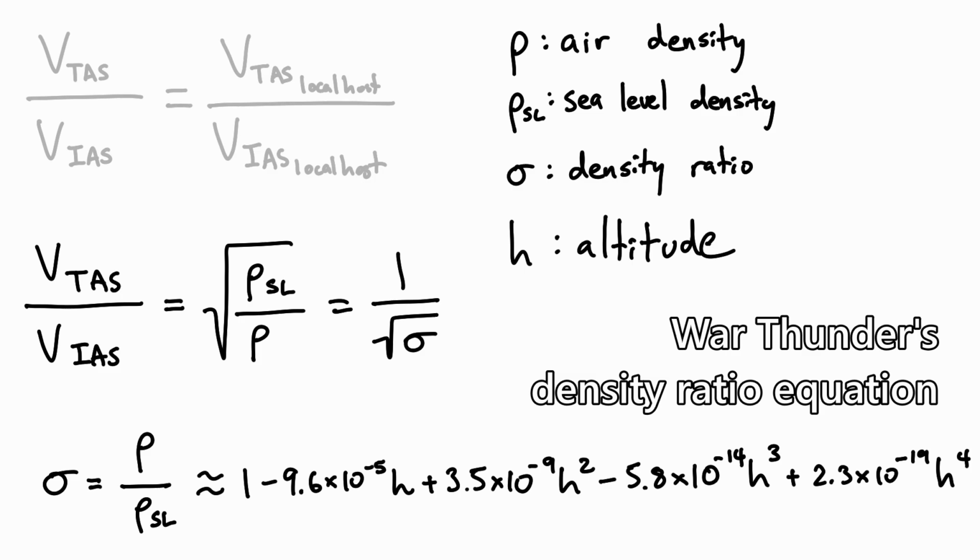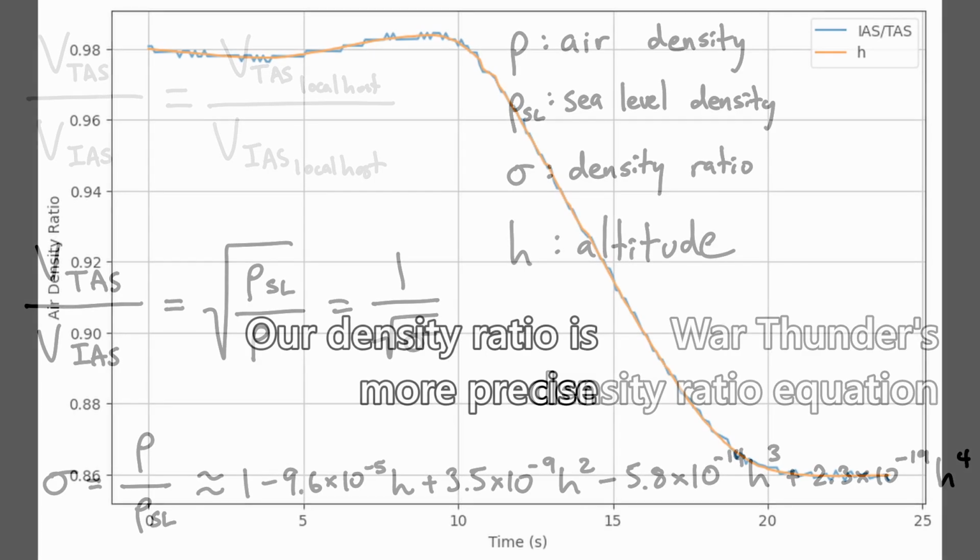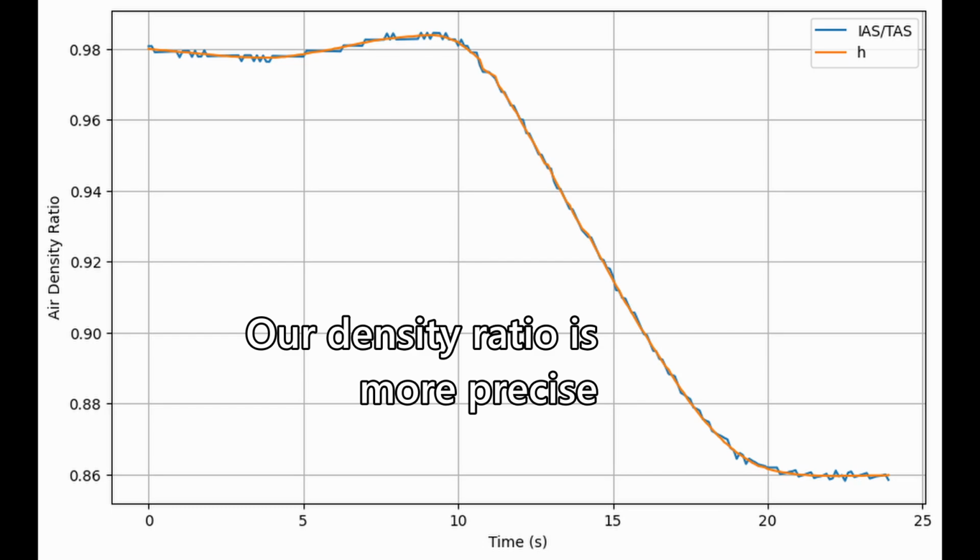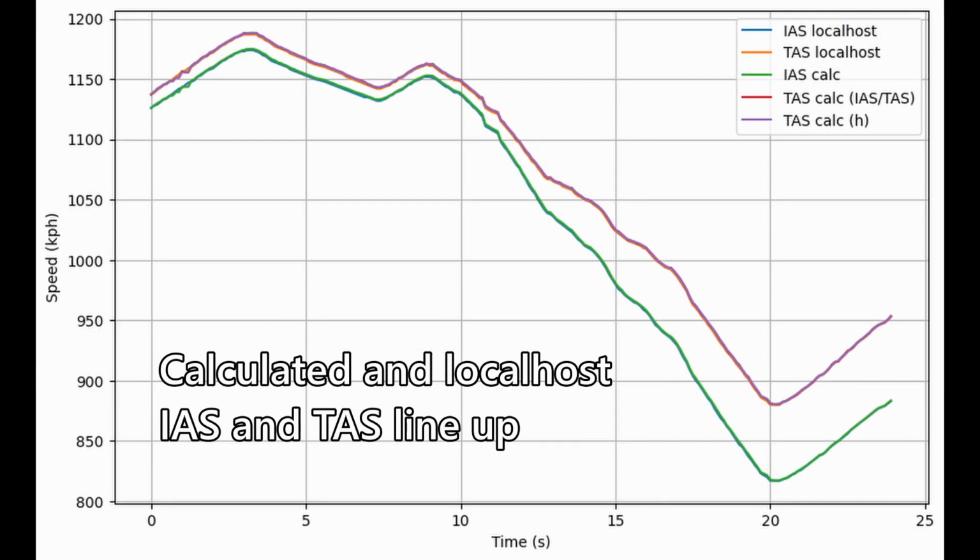The way that they calculate it is using this weird quartic function, but it works, so I'm not going to question it. And as a sanity check, we can plot that our calculated TAS and IAS are close to the ones output by localhost, meaning that our method is accurate.